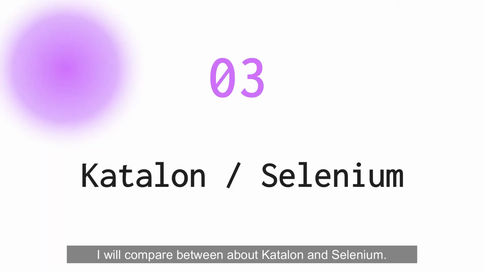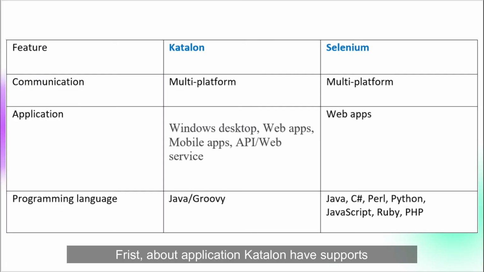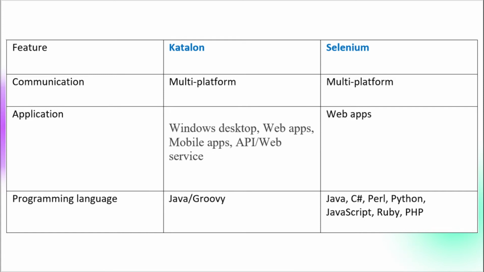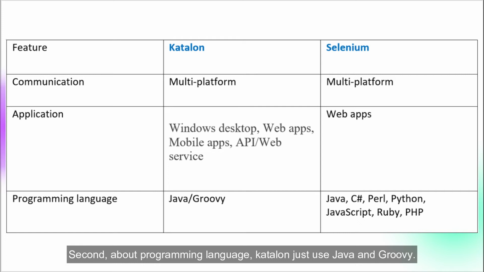I will compare Katalon and Selenium. First, about application, Katalon supports Windows desktop, web apps, mobile apps, API, web service bus. Selenium just supports web apps. Second, about programming language, Katalon just uses Java and Ruby. And Selenium uses many different languages like Java, Python, JavaScript, Ruby, and PHP.